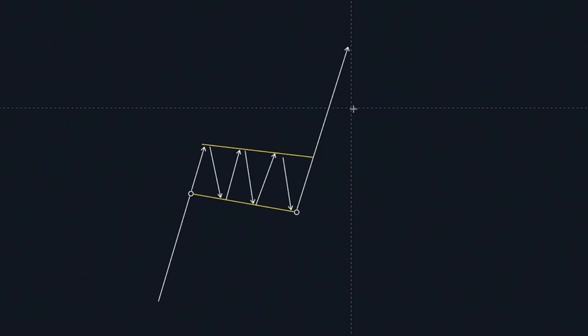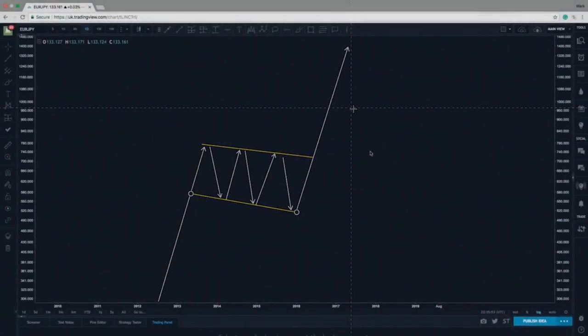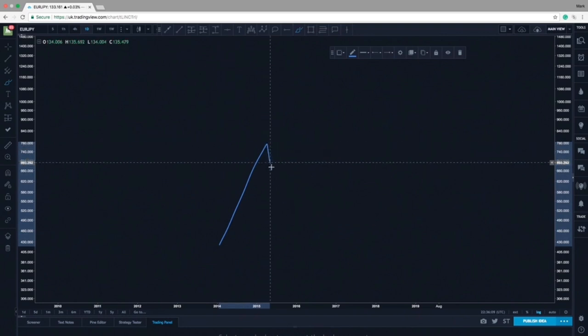So what we need to do as traders is identify what phase we're in. Once you know if you're in the impulsive phase or the corrective phase, you have a very good idea of what is going to happen next. So let's take a look at this. Let's look at a simple impulse correction. So we have our impulse, our correction, and then our impulse.